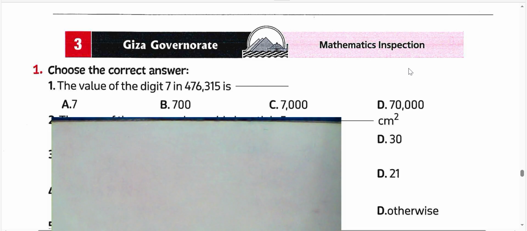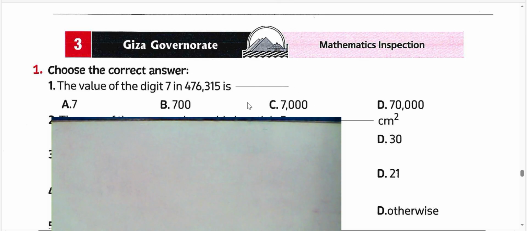Grade 4. Today we'll solve model number 3 from the Al-Moasser book, Giza Governorate. First question shows the correct answer. The value of digit 7 in the number 476,315: the 7 lies in the 10,000 place. Then the value of 7 will be 70,000.